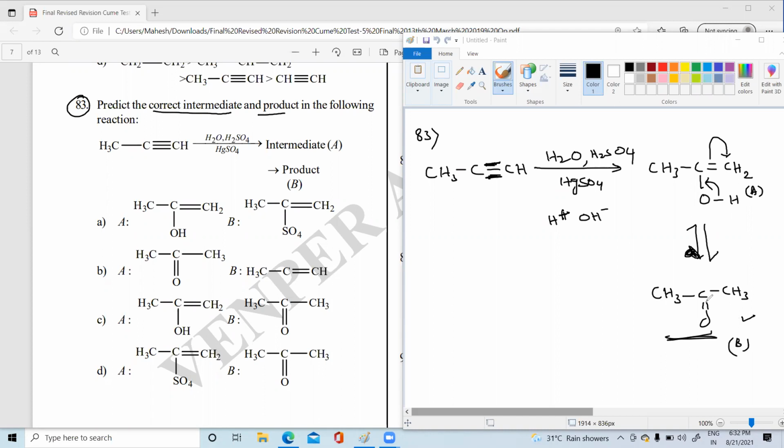Let's check where it is. So option C you can check, students. Option C is the correct one.